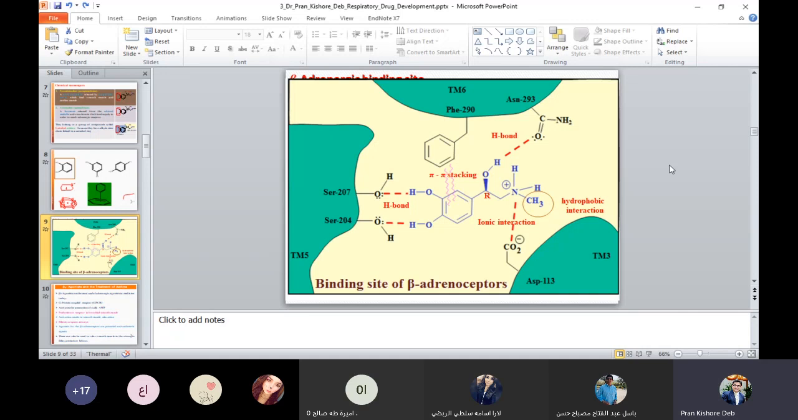Then we have seen pi-pi stacking interaction. Do you remember how the pi-pi stacking interaction takes place? Here it is taking place between the benzene ring and the phenyl ring of the amino acid phenylalanine 290. What is pi-pi stacking interaction? Inside the ring, positive charge is formed, and on the outside there is a negative charge. Why? Because of delocalization of the pi electron, right?